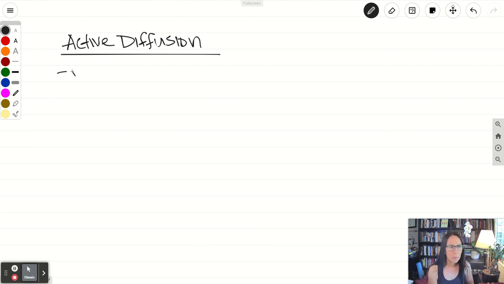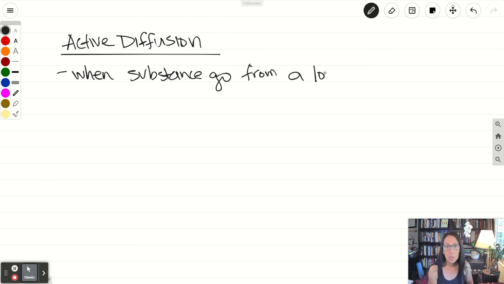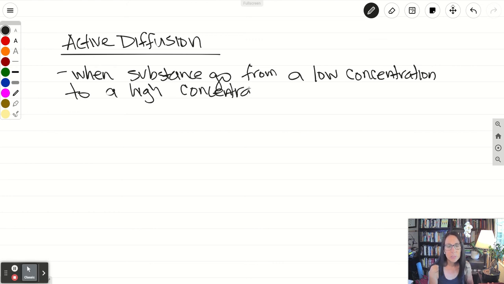Okay, so let's write that down. When substances go from a low concentration to a high concentration. And this goes against what it wants to do. It doesn't want to do this.